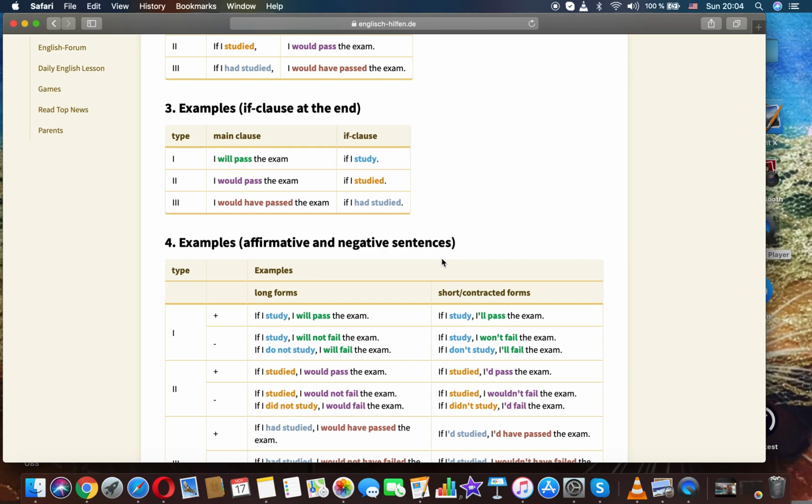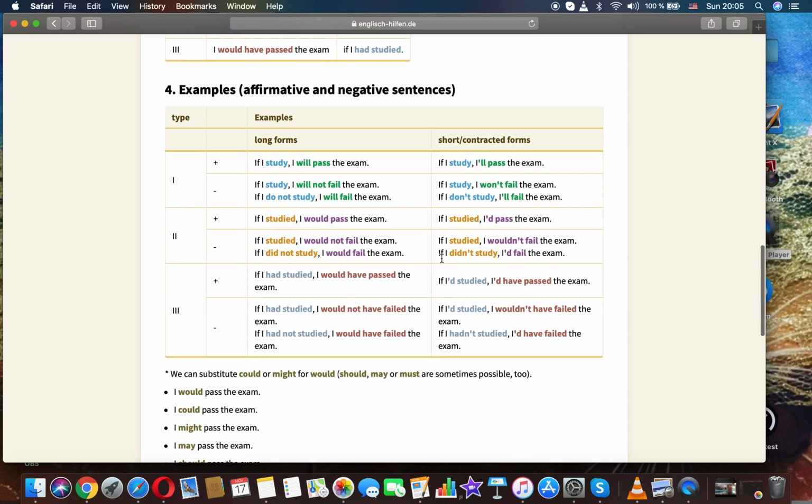Third, examples with the if clause at the end. So first goes the main clause and then goes the if clause. I will pass the exam if I study. I would pass the exam if I studied. I would have passed the exam if I had studied.